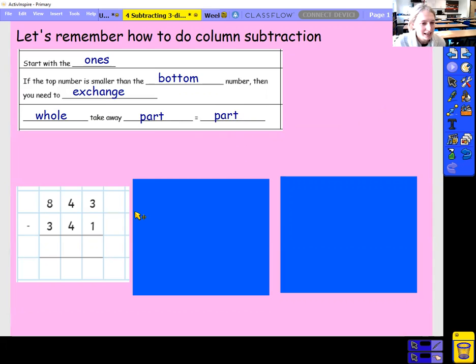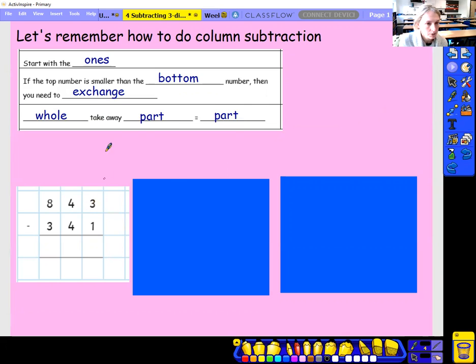Okay, let's have a go at trying this then. So we are going to start with the ones. 3 take away 1 is 2. I have to excuse my slightly wobbly writing. 4 take away 4 is 0. And 8 take away 3 is 5. So 843 take away 341 equals 502.